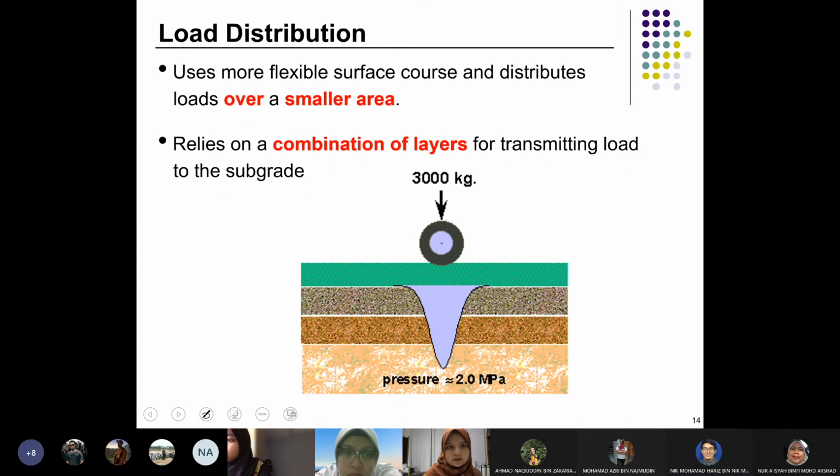Okay, how is the loads being distributed? Look at this. It would use when you have a flexible surface course, the loads would distribute over a smaller area. It relies on combination of layers for transmitting load to the subgrade, right? So kalau you tengok dia punya loading dia tu, makin turun ke bawah dia makin mengecil macam tu. Okay. Kaedah macam mana dia distribute the load? Okay. Di permukaan lebih luas, luas dia punya load transmitted. When it come to the lowest part, dia kan mengucut lah, mengecil ke bawah.